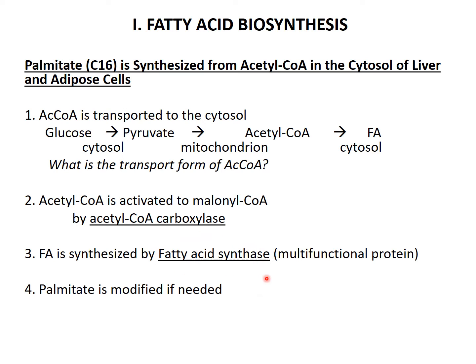and this system is a wonderful system which I will talk about. You don't need to remember everything. Don't worry. This is a multifunctional protein which is called fatty acid synthase. And then the palmitate can be modified further. So the 2 enzymes that I will focus on are acetyl coenzyme A carboxylase and fatty acid synthase.